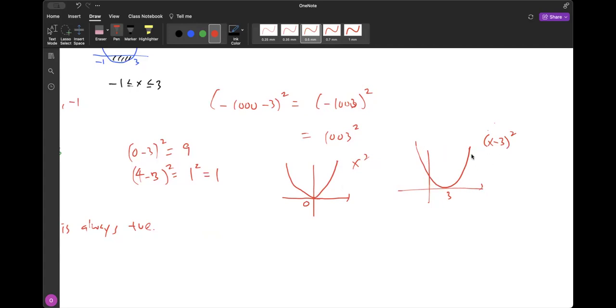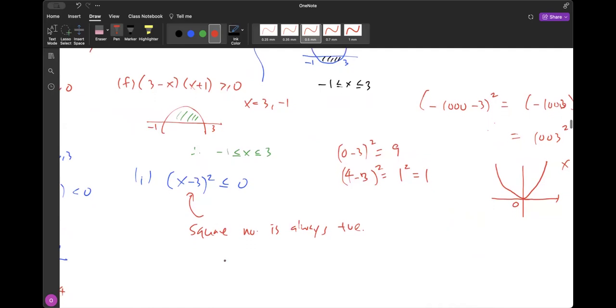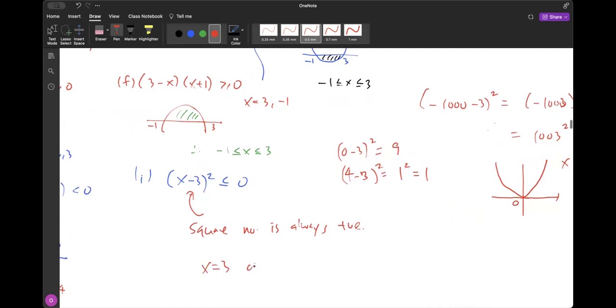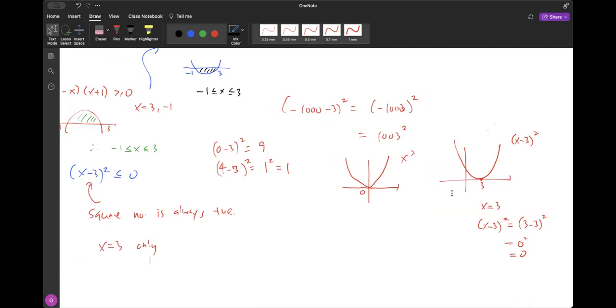So on what value will it become 0? This value becomes 0 on this point, right? So it will happen when x is 3, right? When x is 3, x minus 3 squared will become 3 minus 3 squared. So it's 0, right? So there is only one value that is valid for this equation, which is x equal to 3 only. Okay, so the solution for this one is x equal to 3. Any problem? Just 3.